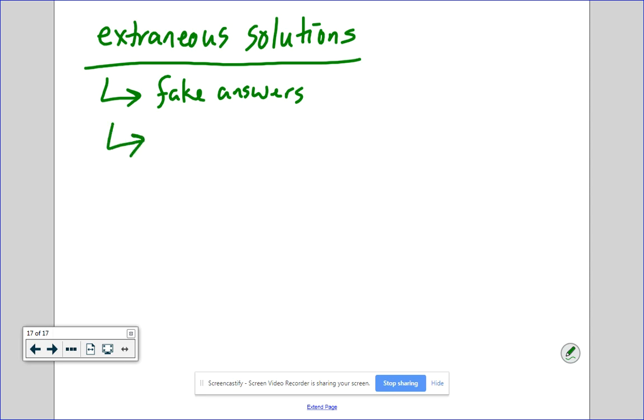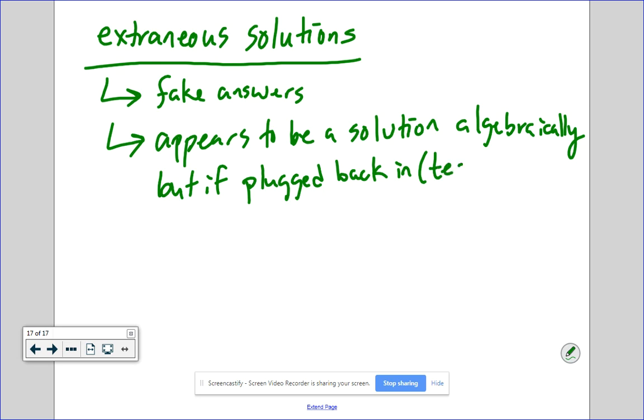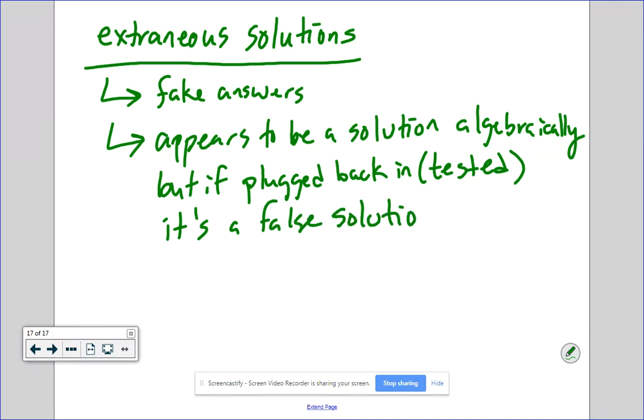Okay? So really, what is an extraneous solution? It appears to be a solution algebraically, but if plugged back in, or tested, it's a false solution. So basically, again, it's when you get an answer, you expect it to work, then you go back and check it, and you find that that answer makes the domain not exist or something like that.